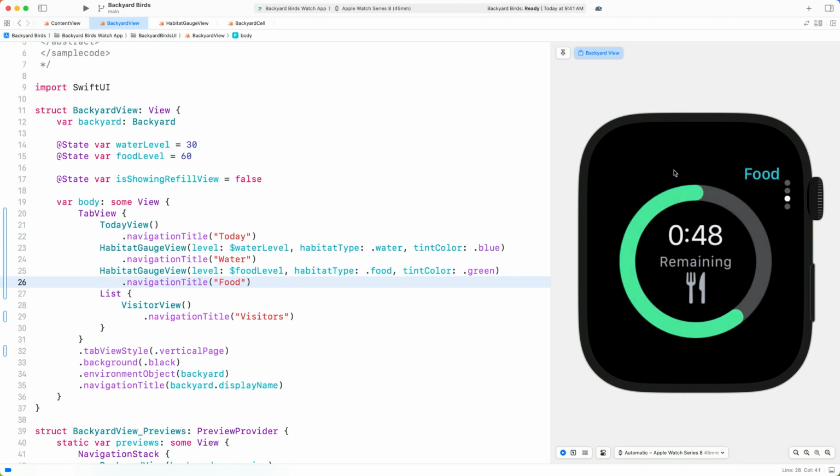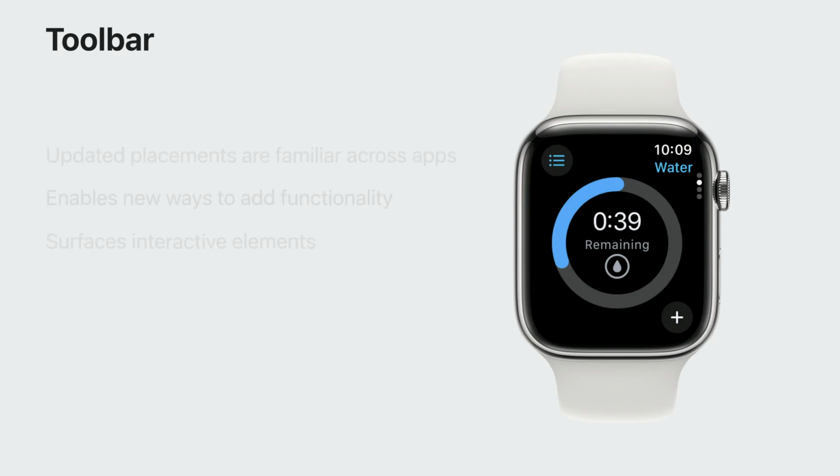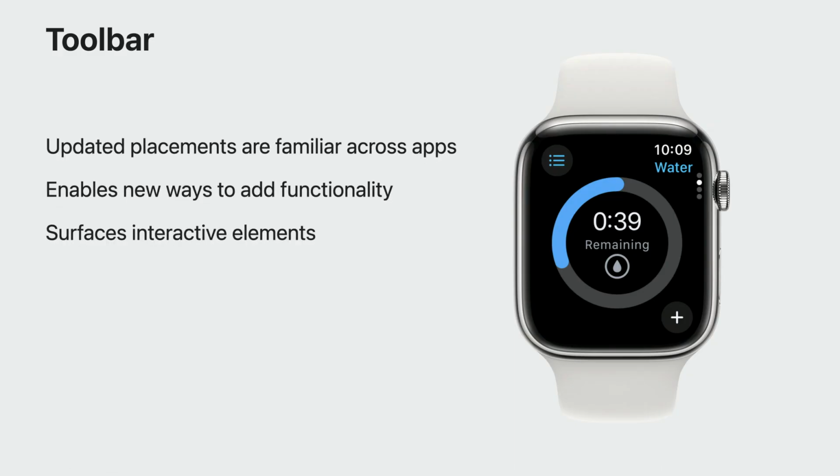That's looking great. Now, all we need to do is add back the refill functionality. For this, I'm going to use a toolbar. Toolbar has been elevated in watchOS 10 with brand new placement options, consistent across all screen sizes. The new bottom bar placement is a great place to put controls. I'm going to make use of this placement option by adding in the refill button to the bottom bar.